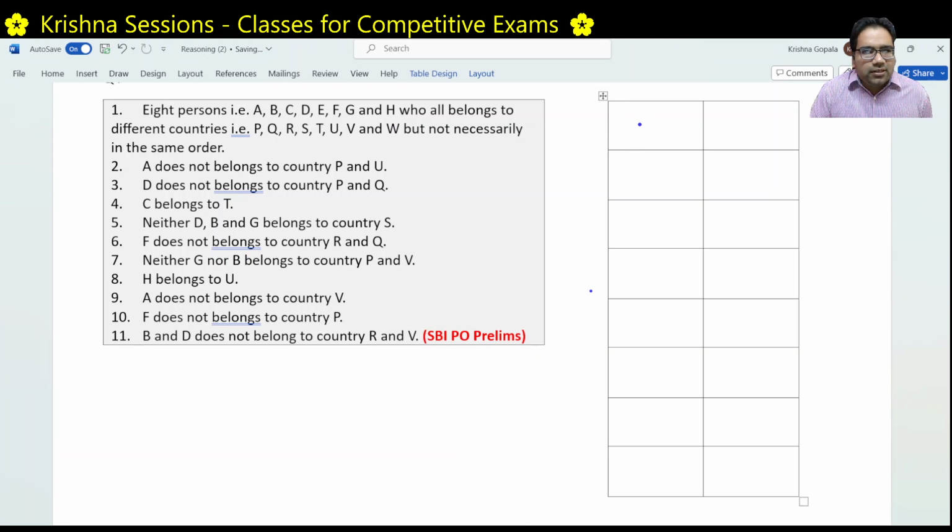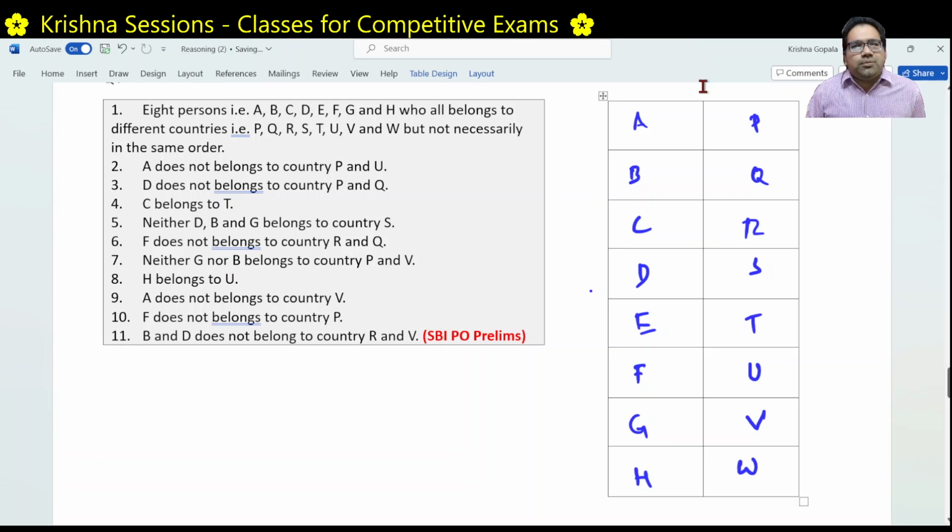What we will do first, we'll write all the persons and all the countries. A, B, C, D, E, F, G, H. We don't know who maps to whom. And now let's write all the names P, Q, R, S, T, U, V, W. Who maps to whom we don't know. Let's go by conditions one by one.